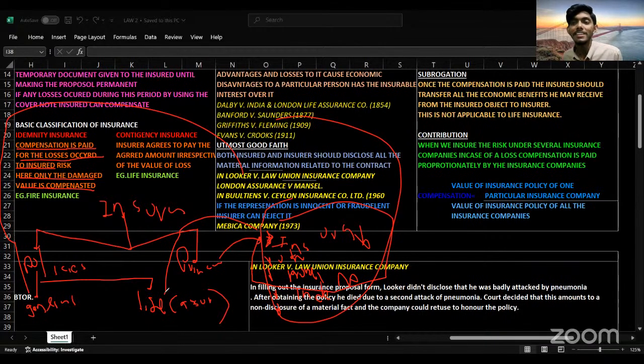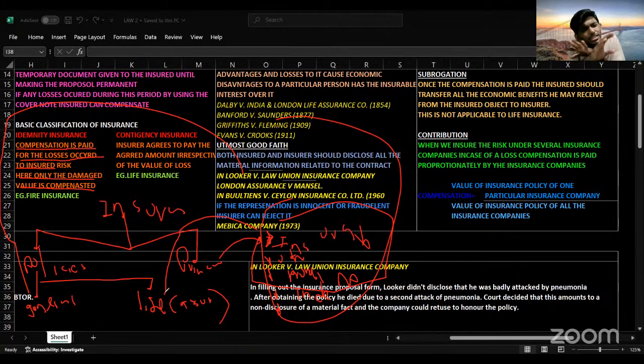But contingency, for example, life insurance. In life insurance, indemnity is not applicable. Indemnity, subrogation, and contribution are not applicable because the value of life is immeasurable. Indemnity applies when a property is damaged: compensation is given only to reinstate the damaged property.